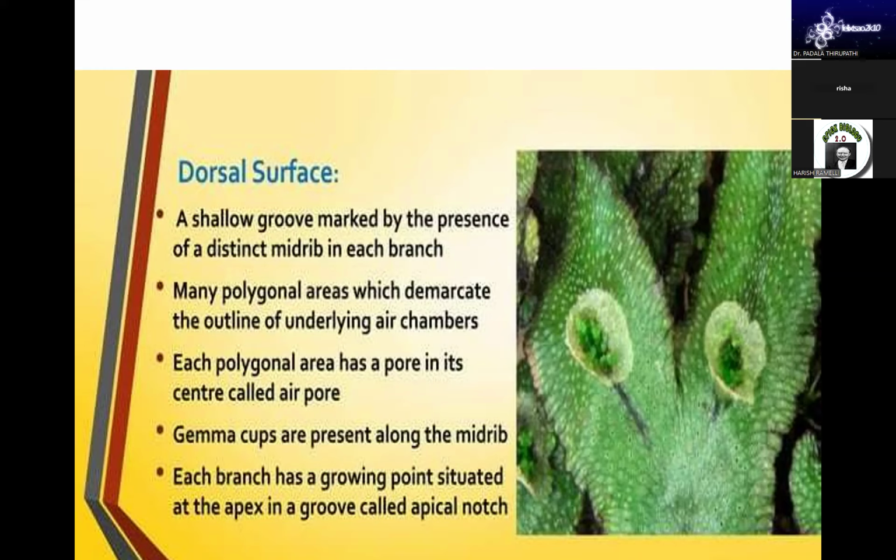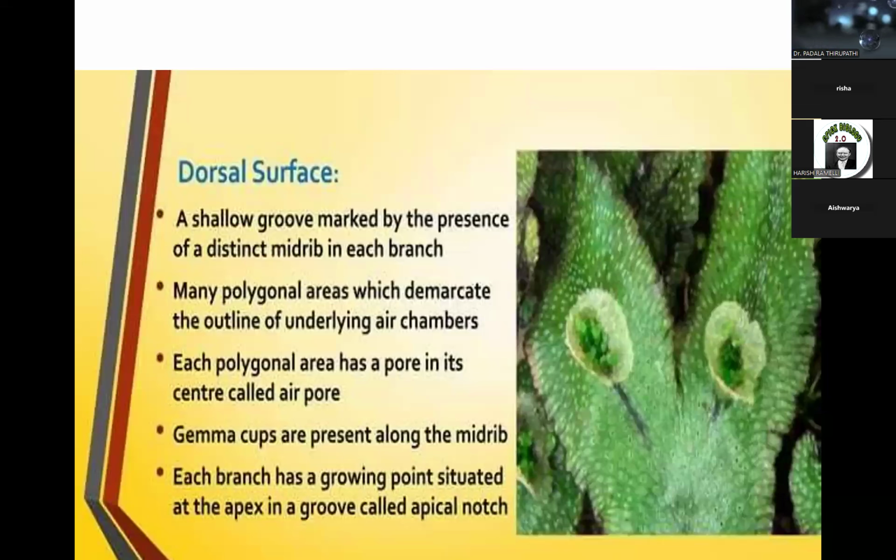At the center, there is a groove. It is not completely flat. Somewhat the thallus forms a groove-like structure. So at the center, you will see the midrib-like region. The blackish line you're seeing is the midrib. Many polygonal areas demarcate the outline of underlying air chambers.